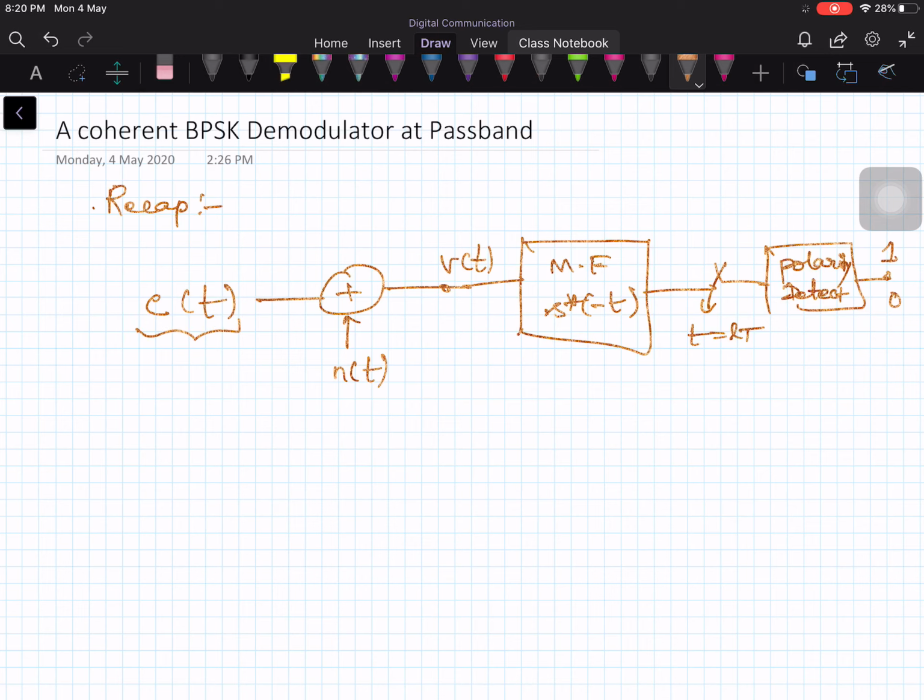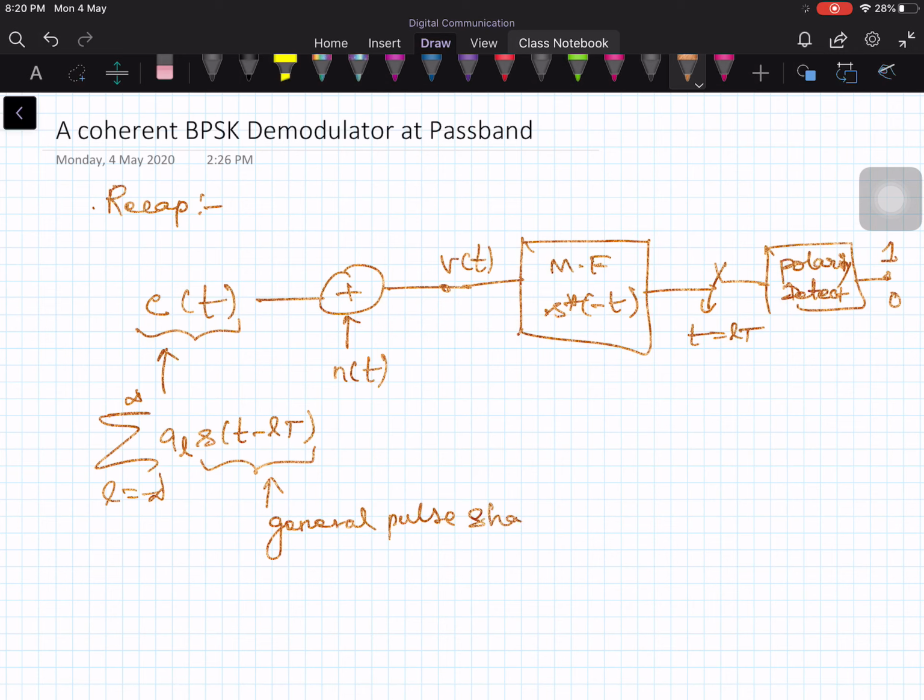And this C of t is the transmitted pulse. It is a sequence of pulses, the sum over L from minus infinity to plus infinity of A sub L S of t minus LT. Now this S of t minus LT is a general pulse shape. That means it can be a baseband pulse, or it could be a passband pulse. It could be anything.